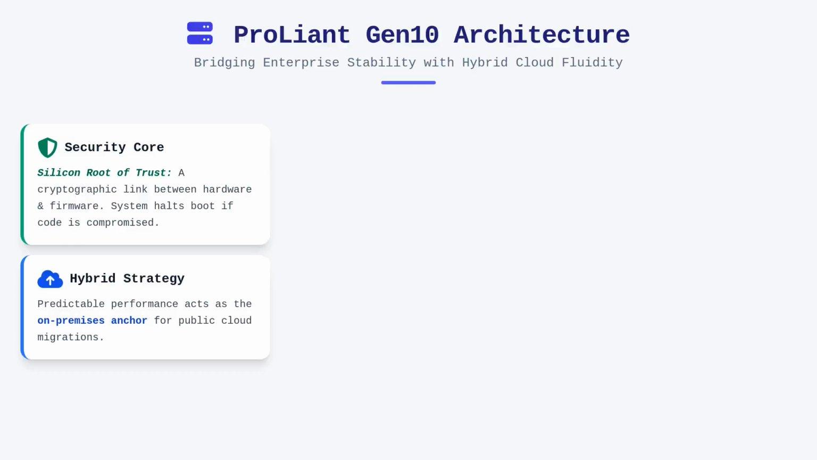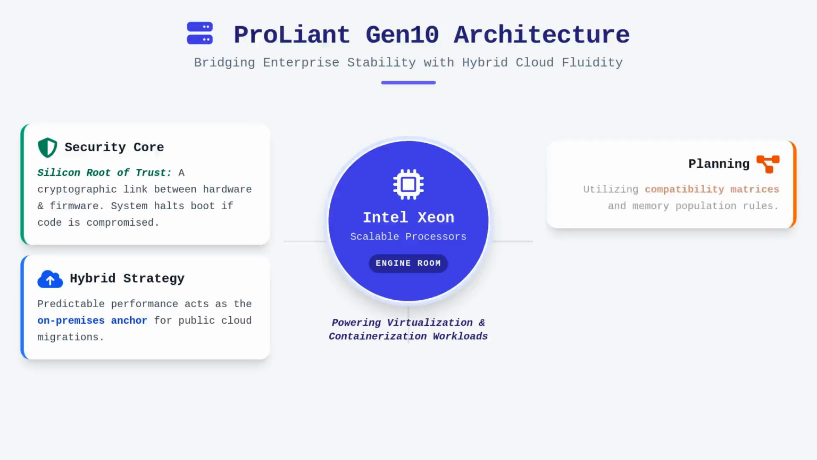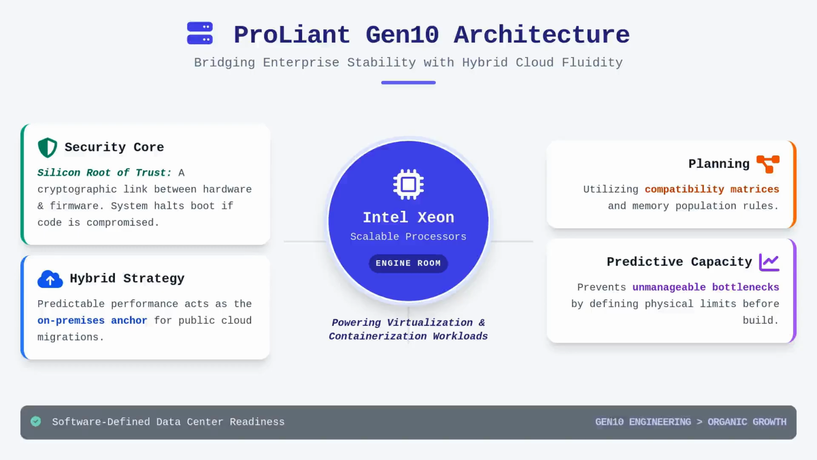The architecture utilizes Intel Xeon scalable processors, which provide the computational density necessary for virtualization and containerization workloads, essentially functioning as the engine room for the software-defined data center. By pinning down the exact hardware compatibility matrices and memory population rules, you gain the ability to predict the physical limitations of a cluster before you even commit to an infrastructure build. This predictive capacity is what separates a well-architected solution from one that simply grows organically until it hits an unmanageable performance bottleneck.